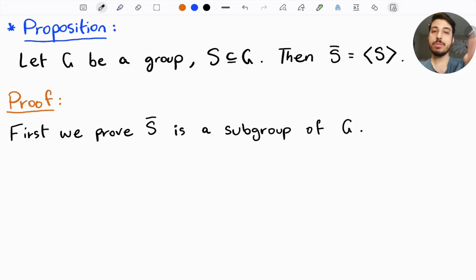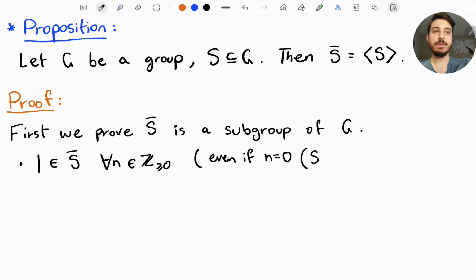The first thing to do is to prove that S bar is non-empty. The reason S bar is non-empty is because 1 is contained inside S bar always, for all n in Z bigger than or equal to 0. Because even if n is equal to 0, even if S is empty, we have defined S bar to be equal to the set containing the identity element. So the worst case scenario is that it contains one element. So S bar is always non-empty.